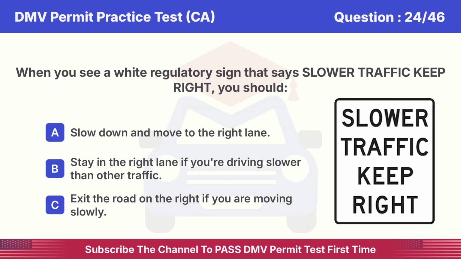Question 24. When you see a white regulatory sign that says, "Slower traffic, keep right," you should Option A, slow down and move to the right lane. B, stay in the right lane if you're driving slower than other traffic. C, exit the road on the right if you are moving slowly. Answer is B, stay in the right lane if you're driving slower than other traffic.